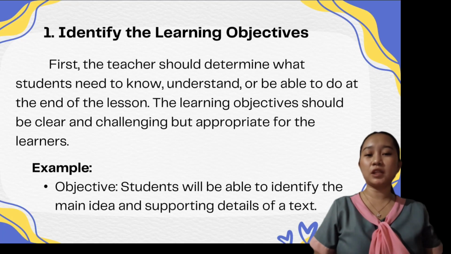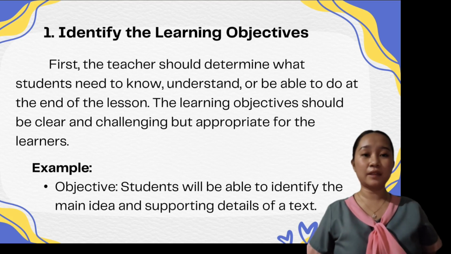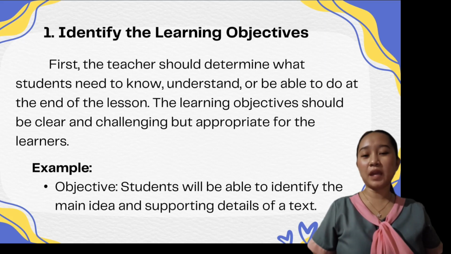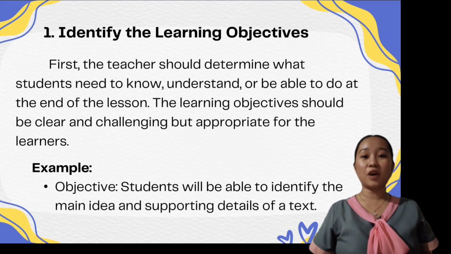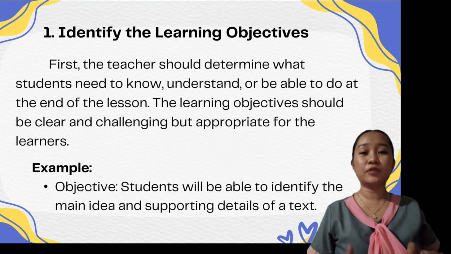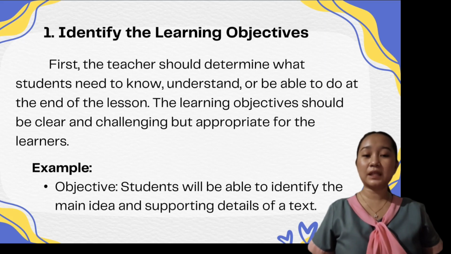So before differentiating instruction, the teacher needs to know what students should know, understand, or be able to do at the end of the lesson. Just like students will be able to identify the main idea and supporting details of a text, the objective serves as the destination. So the teacher can provide different pathways toward that destination, but the learning goal should remain clear.